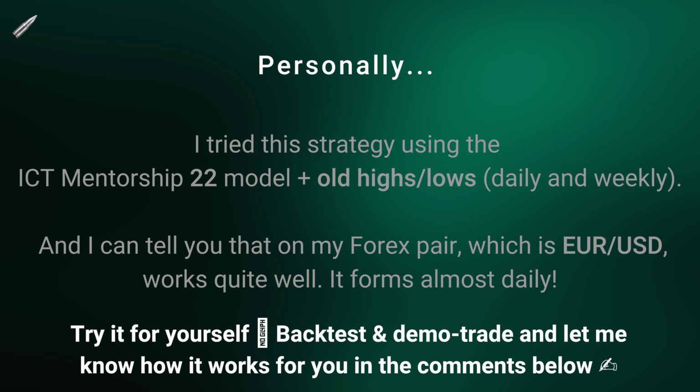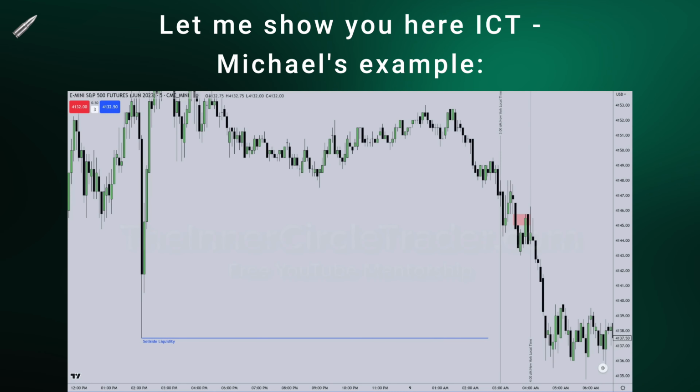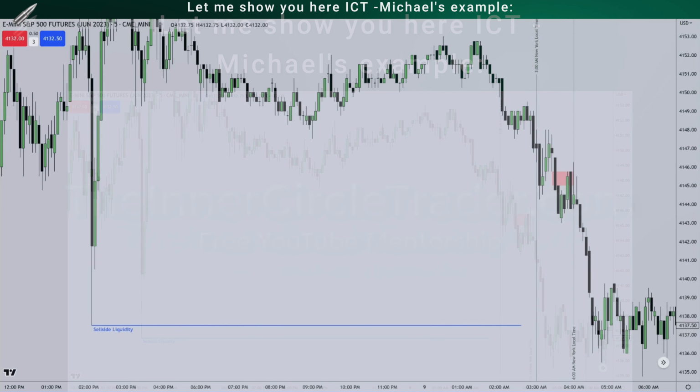and let me know if it works for you in the comments below. Now, I want to show you some examples, and I would like to start from Michael's example in this video. So he shows us the E-mini S&P 500 futures for the contract of June 2023 on the 5-minute time frame. And as you can see here, we are on the 8th and 9th of June 2023.